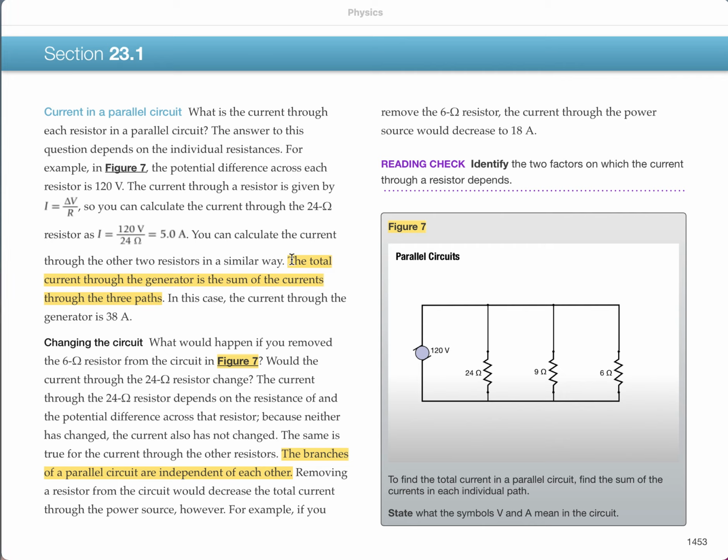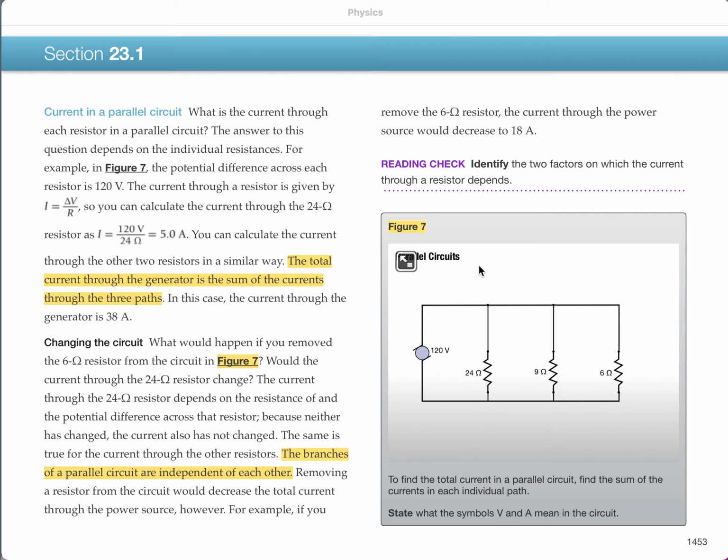So again, key to remember, in a parallel circuit, there is more than one current, and the total current through the generator or through the battery is the sum of all the currents that flow down through the different resistors in the circuit.